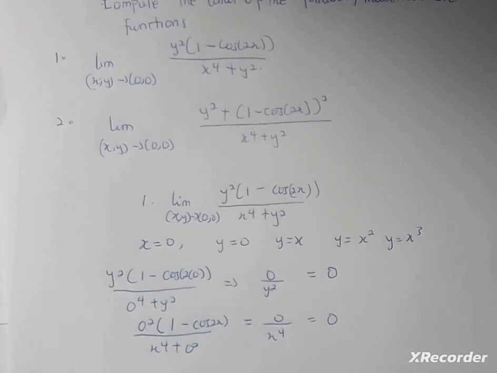Now, we've tested for two lines, so we can't yet conclude that the limit is 0 and it indeed exists. We need to test for one more line. These are the fundamental lines, and it doesn't end there.